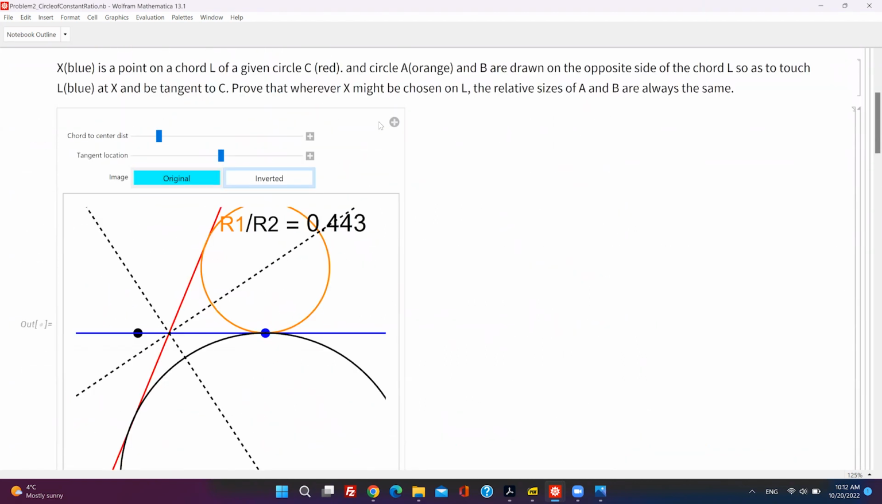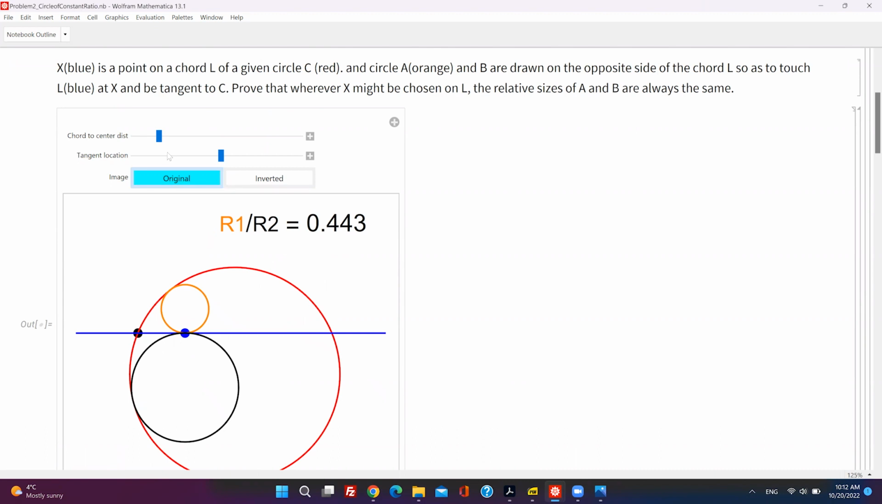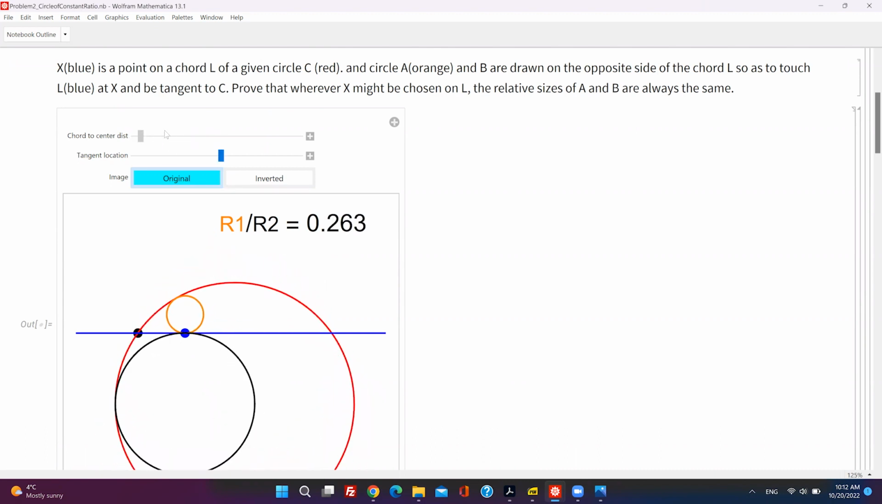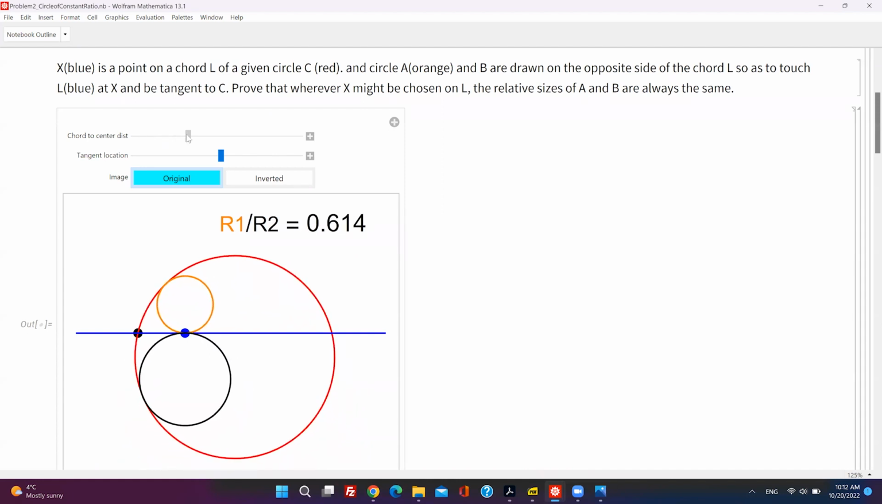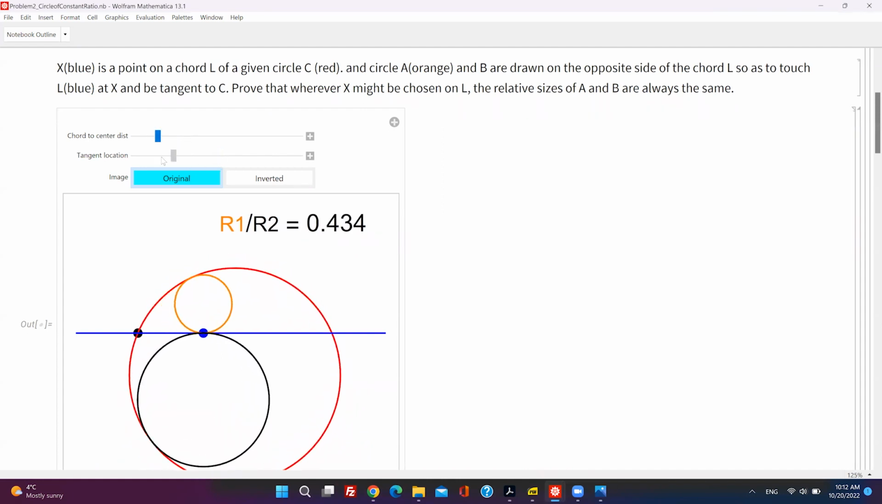But the idea here is once you do the inversion, let's go back to the original circle diagram. If we change the relative position between the chord and the circle, you see the ratio changes, but it's fixed for the point on the tangent point along the chord.